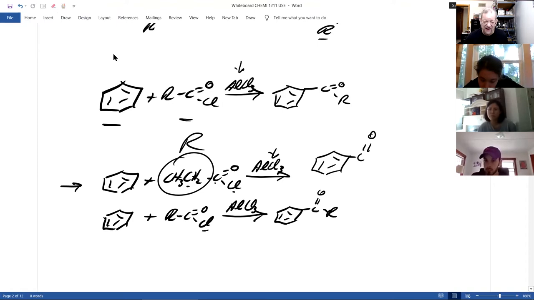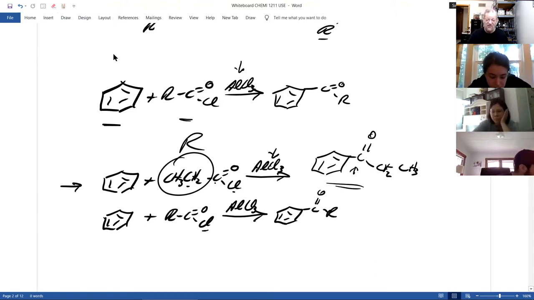Carbonyl, carbon, double bond to oxygen. What's my R group? Two carbons, because you know you don't break carbon-carbon single bonds. And notice we've made a carbon-carbon single bond. We've made an aromatic ketone. Remember ketone? Carbonyl with two R groups, which is what we just did.